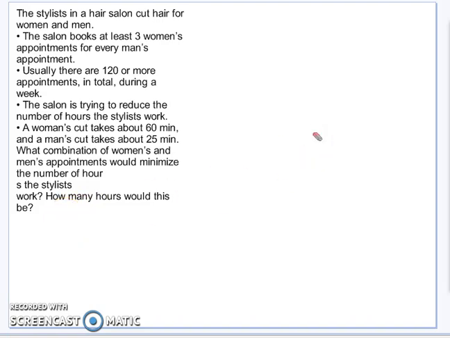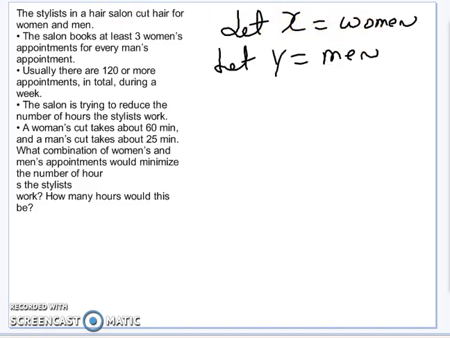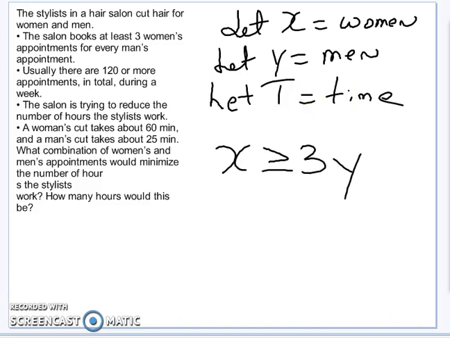All right, so there's a lot going on in this question. So where do we start? Well, the first thing I'm going to do is let x equal women. So the variable for women is going to be x, and y is going to be the variable we use for men. And in my objective function, we're talking about time, so I'm going to put t for time.